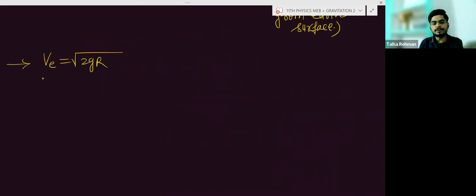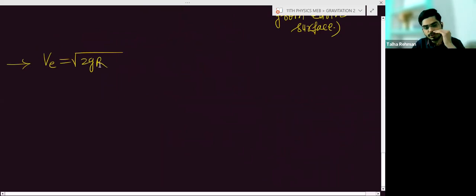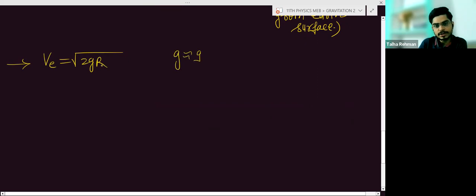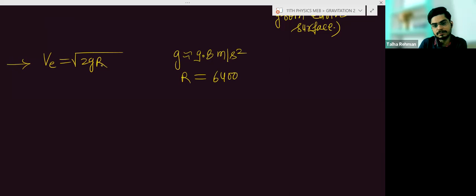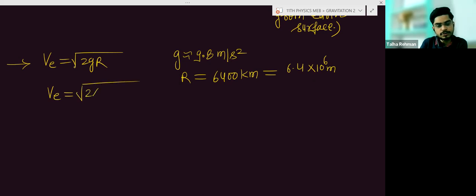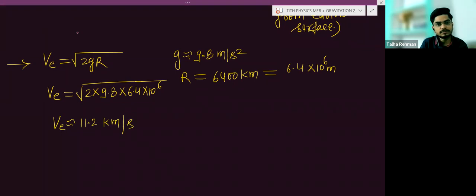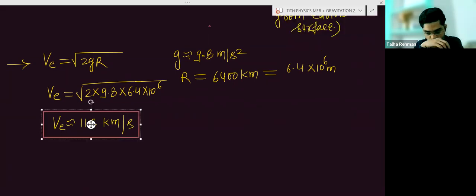And now you can calculate this. You know the value of g at the surface of the Earth. You know the radius of the Earth. So g value is approximately equal to 9.8 meter per second square, and radius of the Earth is 6400 kilometer. So when you convert this into meter, it becomes 6.4 into 10 to the power 6 meter. When you put this value here, it will be 2 into 9.8 into 6.4 into 10 to the power 6, and this value will come out to be approximately 11.2 kilometer per second, and this is for the Earth.